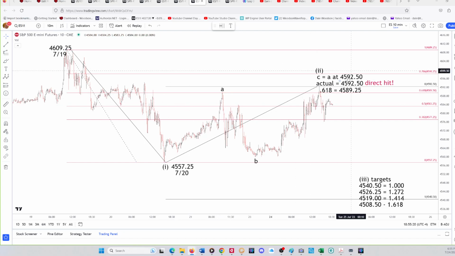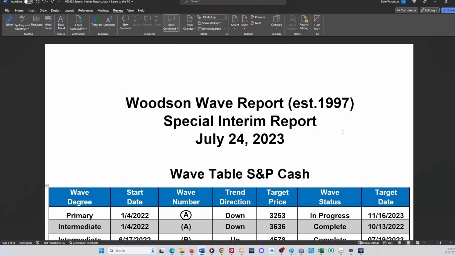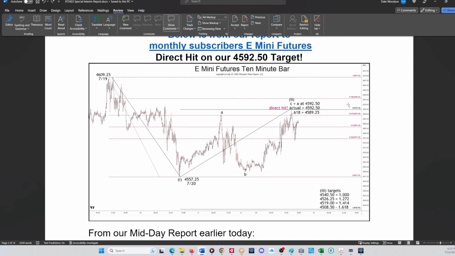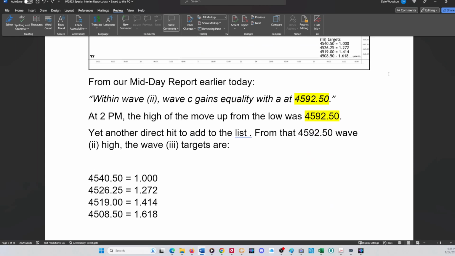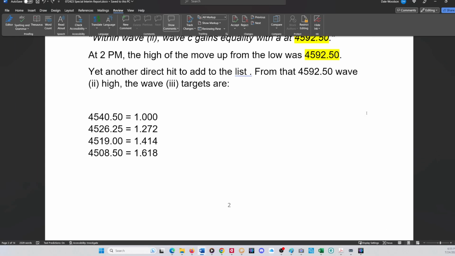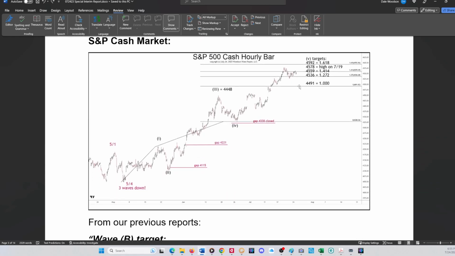Otherwise, we're looking at 1 down, 2 up. Here's our wave 3 targets in the ES, the E-mini futures. I think that'll do it. Make sure I don't have anything else. So I want to show you guys the cash. We got some pictures here. This was the ES we wanted to show to our annual subscribers, the cash market. There's that direct hit on the E-mini futures. There are those targets again, and here's the cash market.